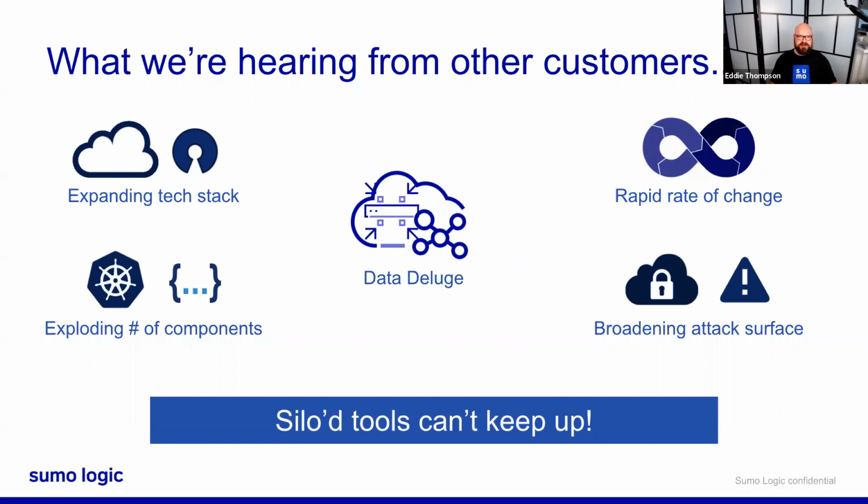Rapid pace of change. Everything's moving more quickly. People have moved through DevOps, CI/CD. Everything happens more quickly. There is more change to deal with. There's a lot more to keep track of. And broadening attack surfaces as we expand our application footprints, there is greater risk. There is greater things to keep track of when it comes to security as well. And the fact of the matter is that siloed tools cannot keep up with these things which are going on.